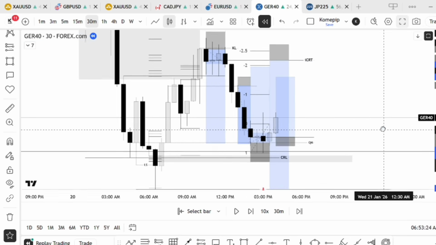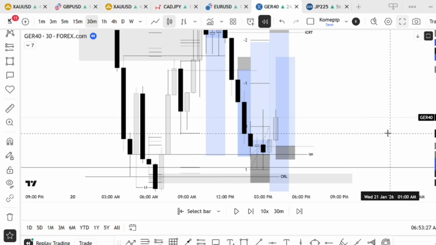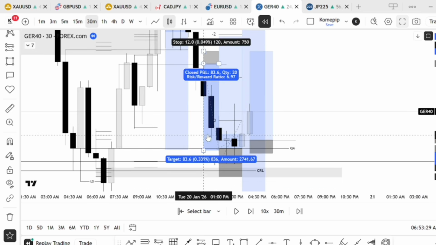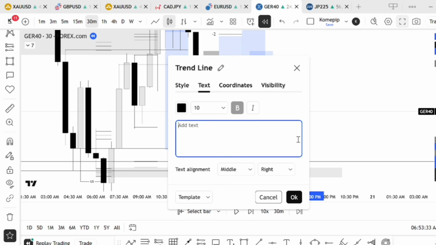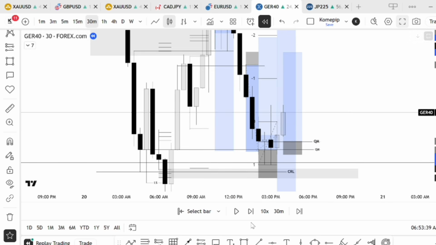Yeah, so there was no tap, and of course this zone is a QM, and of course I'm still willing to enter from this QM. Otherwise we could potentially miss the entry as well. But let's see how it goes.